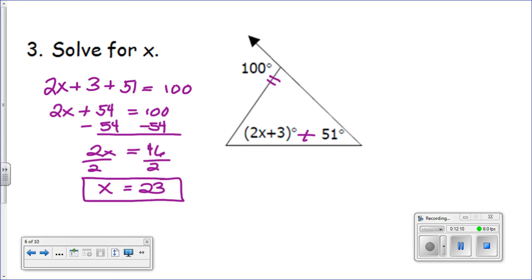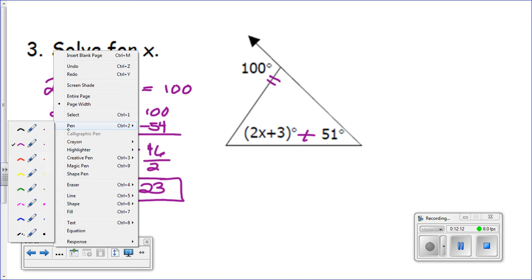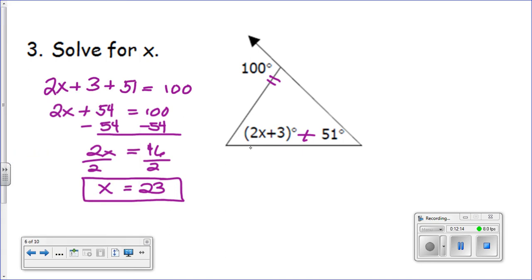If it wanted you to find the angles, which it's not asking you to do, but if it did want you to find the angles, you would just do 2 times 23 plus 3. So that would be 46 plus 3, which is 49. So that means this would be 49, which makes sense because 100 is equal to 49 plus 51. That is a true statement. Let's try this again.